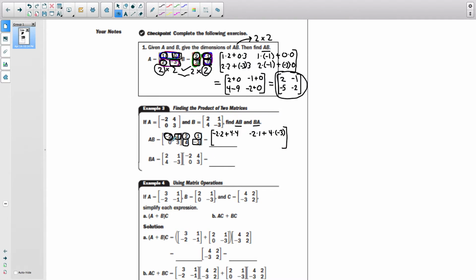All right, now I'm going to move to the second row. So again, first entry of the second row times the first entry of the first column. So that will give me 0 times 2 plus, and then I'm going to do the next one, 3 times 4. And then the last row and column, so 0 and 1 plus 3 times negative 3.